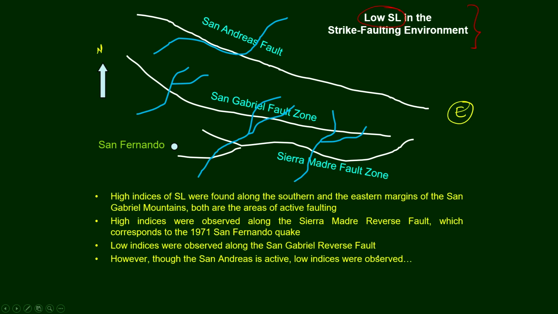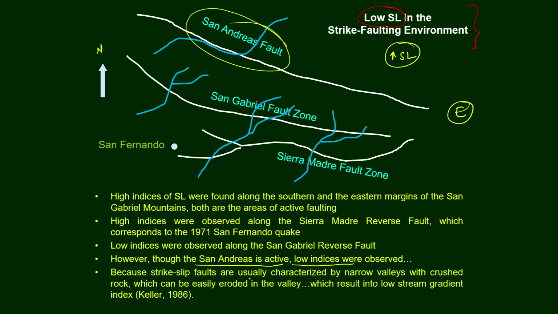What I want to emphasize here is that we usually look for a high SL index if there is tectonic activity. But here some regions are showing high values, while the San Gabriel fault system is showing low indices, and the San Andreas fault system is showing low indices as well, even though these are all active faults. So, why is it so? This is because strike slip faults are usually characterized by narrow valleys.